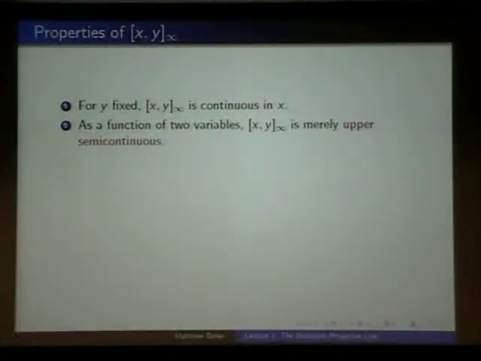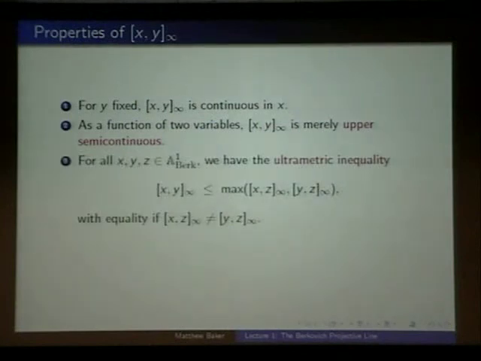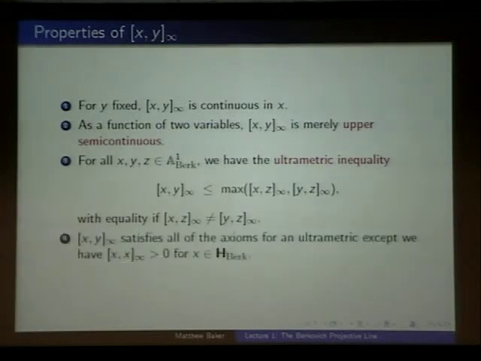If you fix one variable, it's continuous. But as a function of two variables, it's just upper semi-continuous, which I don't have time to explain. But it's a key technical point when you're doing potential theory that it's unfortunately not actually continuous. So that causes some problems. It does satisfy the ultrametric inequality, but it's not actually an ultrametric, because the distance from points of hyperbolic space to themselves is strictly positive. But that's the only axiom that you're missing. And I'll stop there. Thanks.